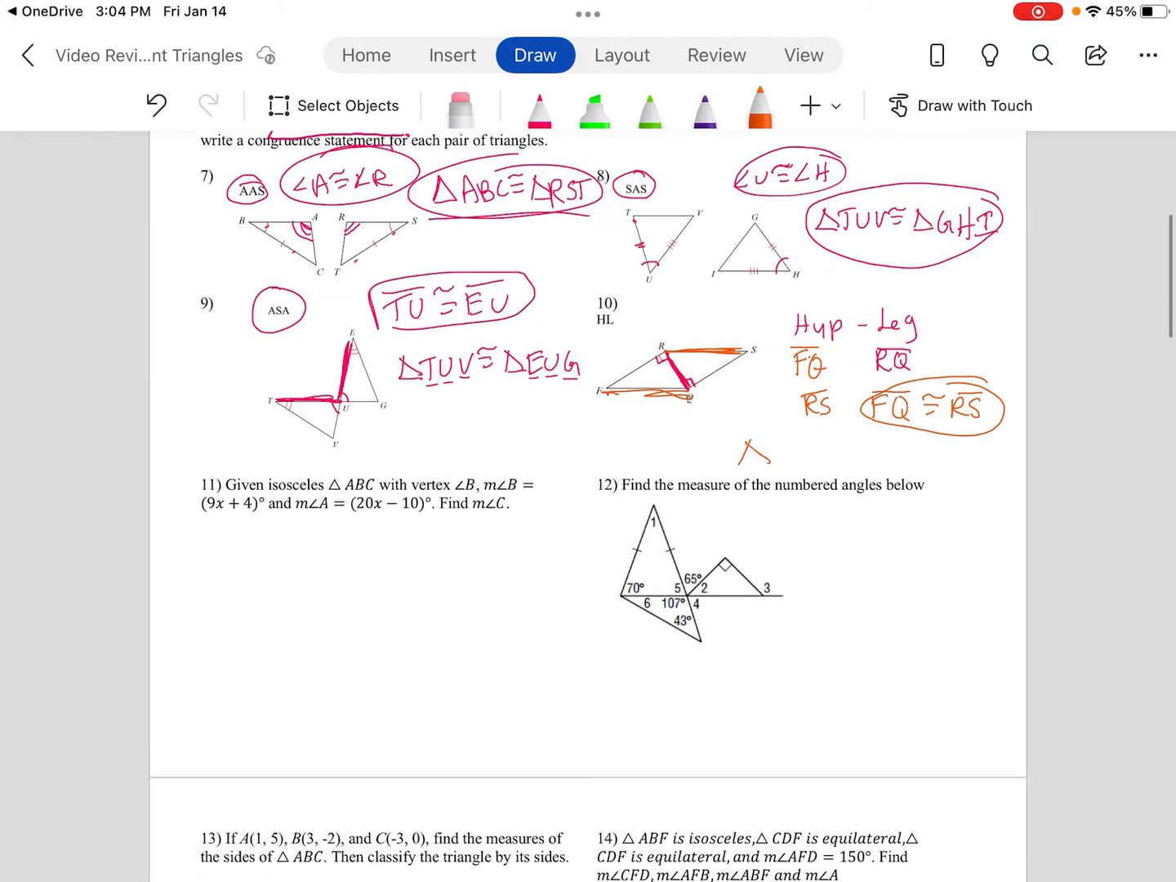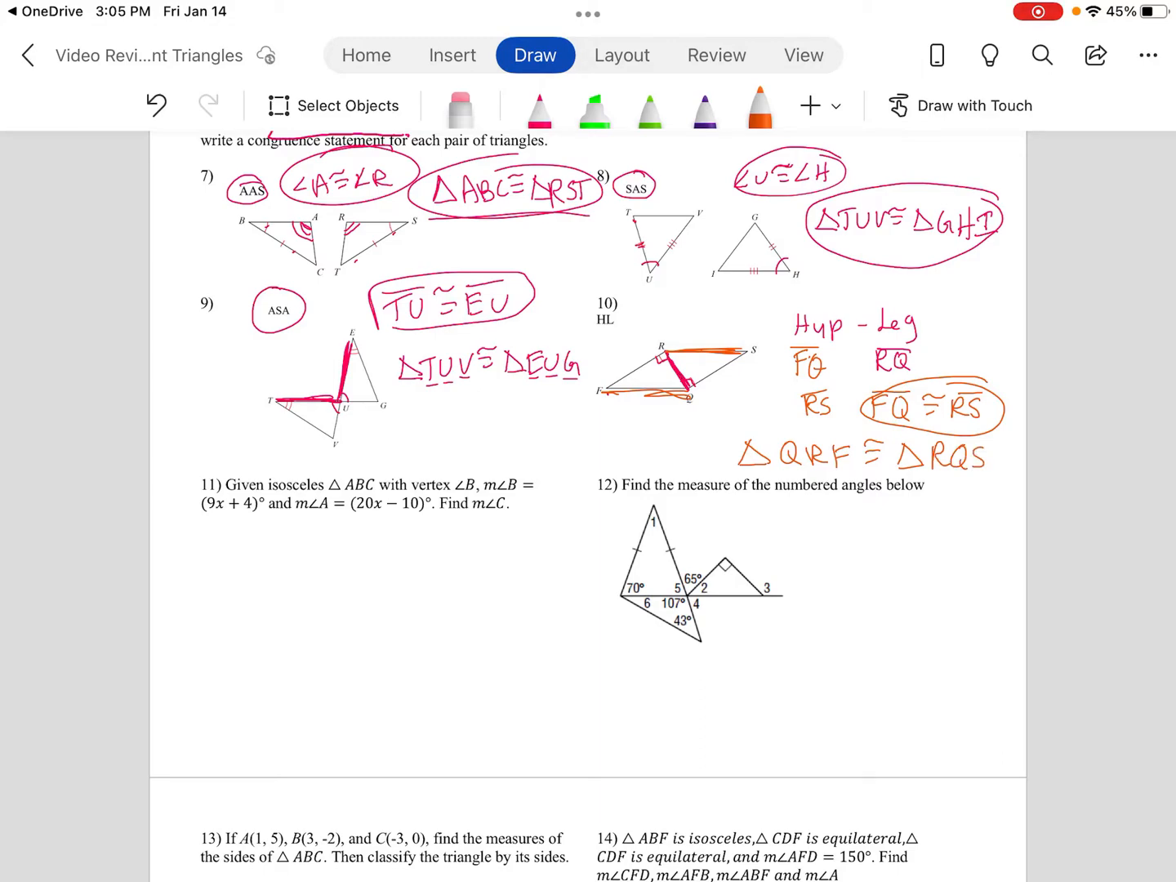And then we say triangle QRF is congruent to triangle, so QRF, then RQS, or thereabouts.